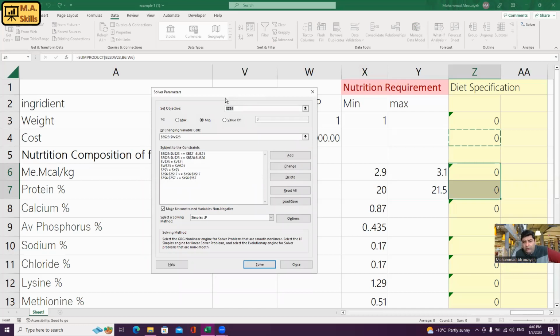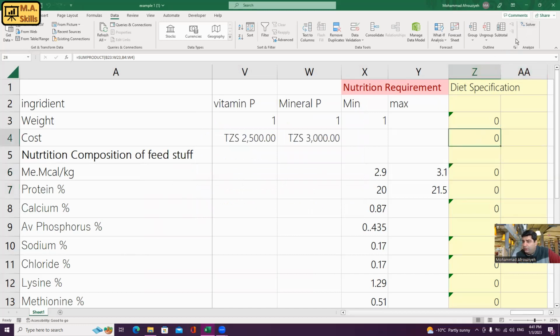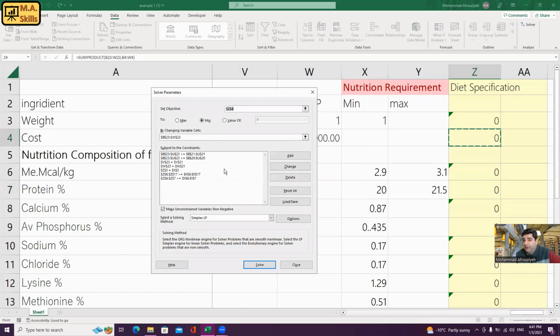Now, I'm going to solve the parameters by pressing solve. Again, it didn't work. Even though we troubleshot the two problems regarding the dietary specification, it didn't work again. So it means that there is more than one problem in this spreadsheet, and we need to investigate it. So I'm going to solver, and here the troubleshooting method is to test each constraint.